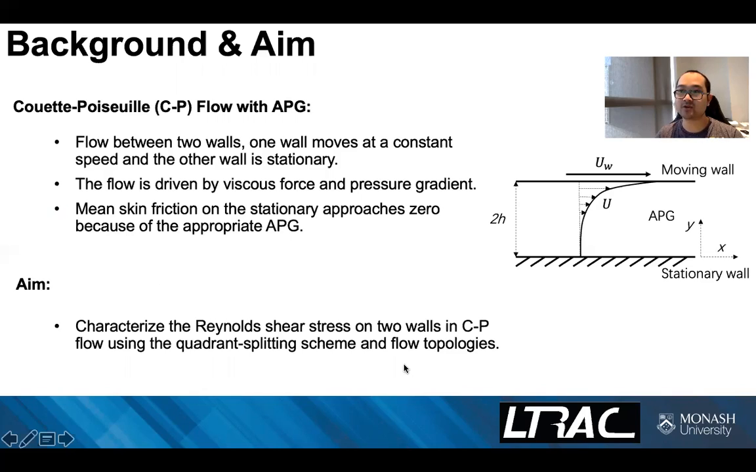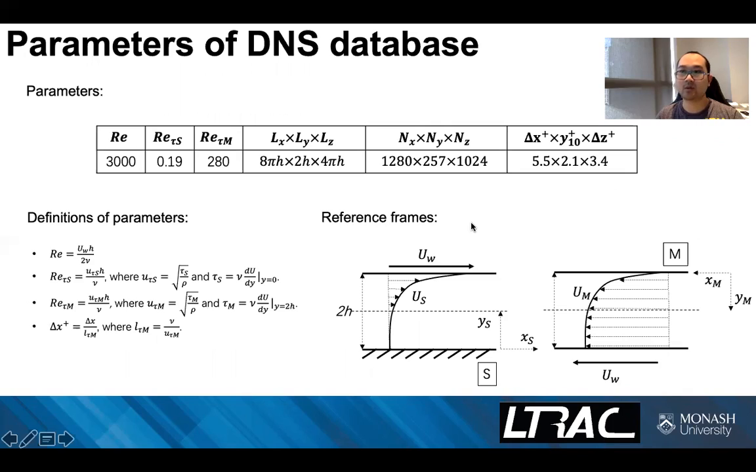So this talk will show some results about the characteristics of the Reynolds shear stress on two walls in Couette Poiseuille flow. We use a fully resolved DNS database obtained from our in-house DNS code. The Reynolds number is 3000 based on the velocity of the wall and half height between two walls. The friction Reynolds numbers on two walls are Re tau S and Re tau M. The subscripts S and M indicate the stationary wall and the moving wall. So we can see the skin friction on the stationary wall approaches zero compared with that on the moving wall.